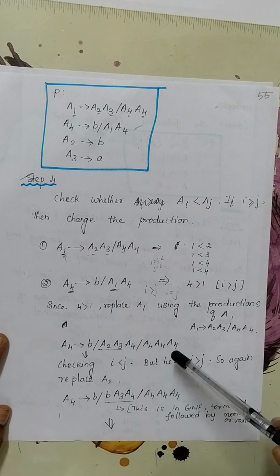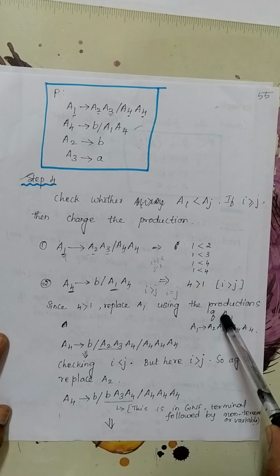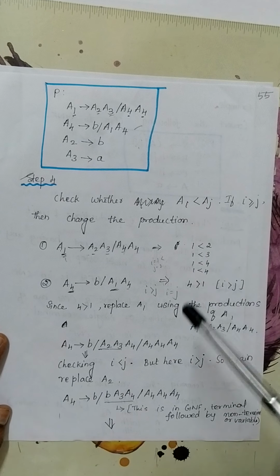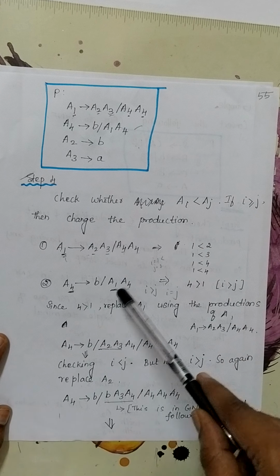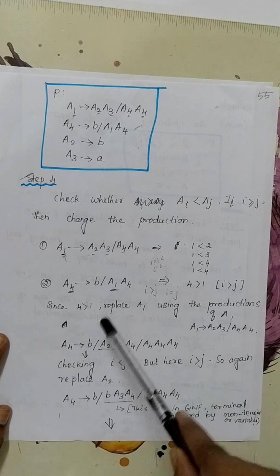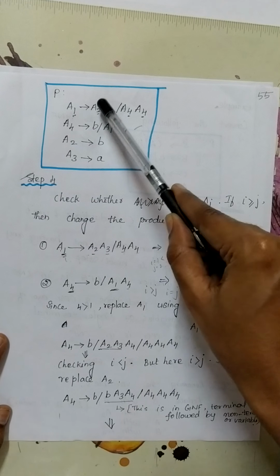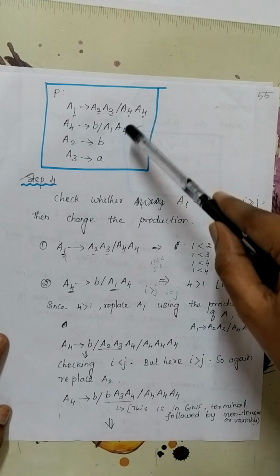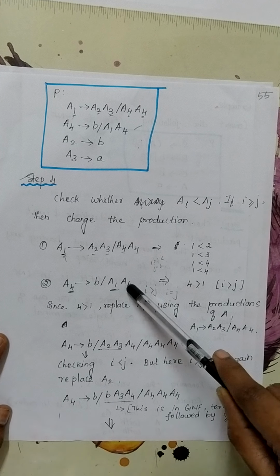Since I is greater than j, we have to replace this A1 using the productions of A1, which are A2, A3 or A4, A4. So I am writing the grammar: A4 gives B, A1, A4. In the place of A1 we write the first production of A1, that is A2, A3, and this A4, or we write the second production of A1, that is A4, A4, and then this A4.